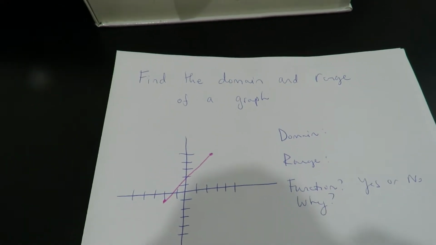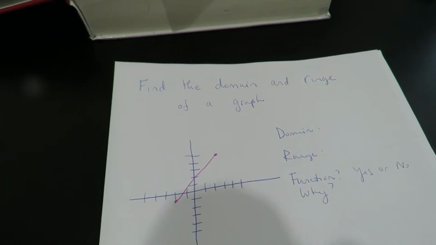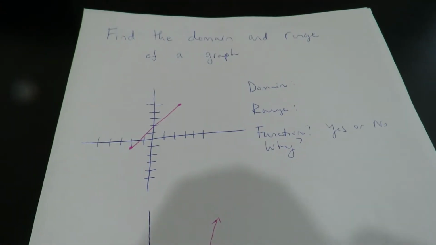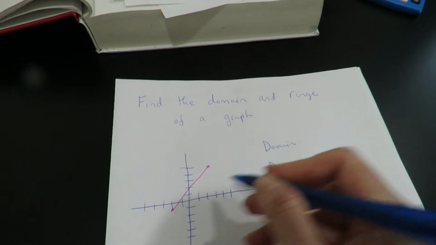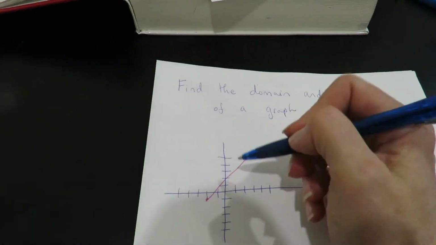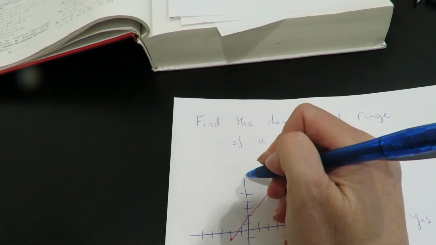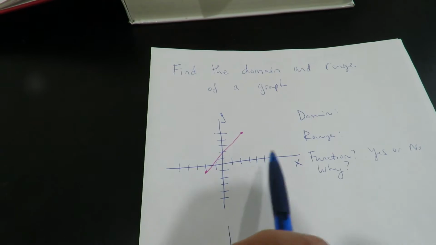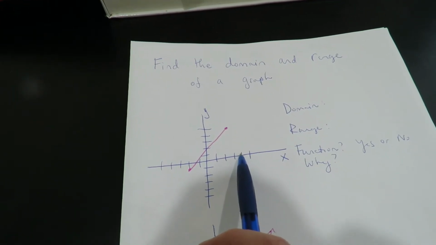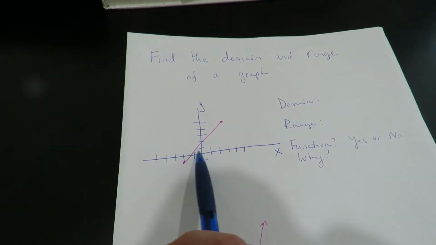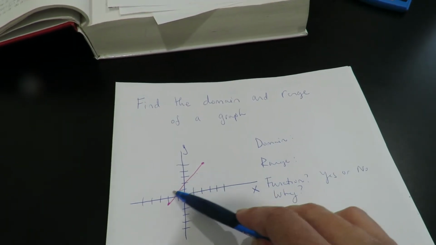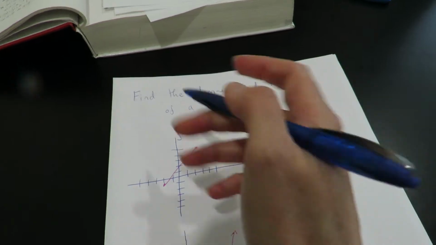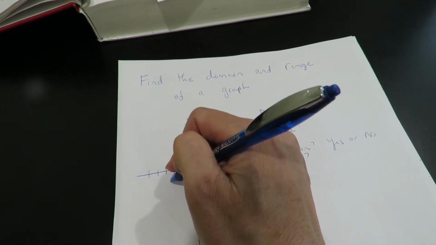Find the domain and range of a graph. So when you talk about a domain of a graph, again, that refers to your x values. Your x values on a graph are horizontal. Your y values on the graph are vertical. So when I'm asking you what x values are you using, you have to actually span your graph horizontally. So to draw this little picture here, I had to use all the x values.